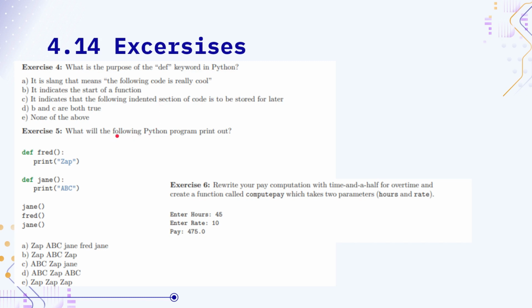Exercise 5. What will the following Python program print out? And the correct answer here is again D. That's because first we call the function Jane. What will Jane do? It will print ABC. So we can already eliminate A, B, and E because they don't start with zap. Now, we call the function Fred, which will print zap. So far we have ABC and zap. And we will call Jane again, which prints ABC. So now we have ABC, zap, ABC. So the correct answer here is D.